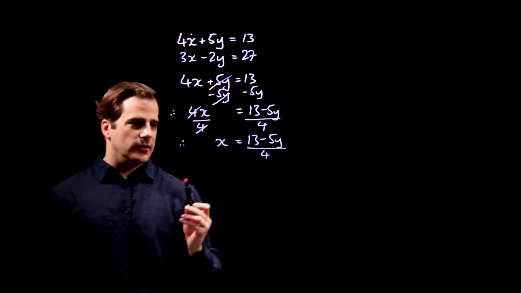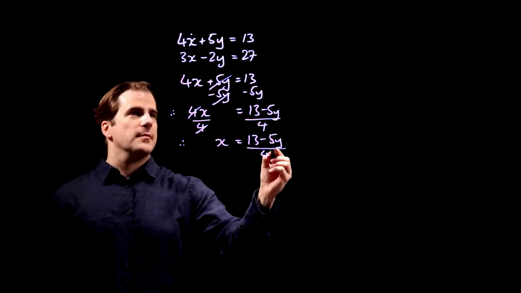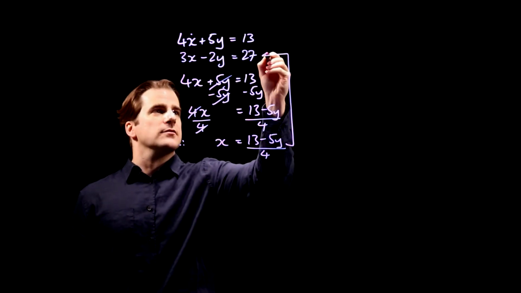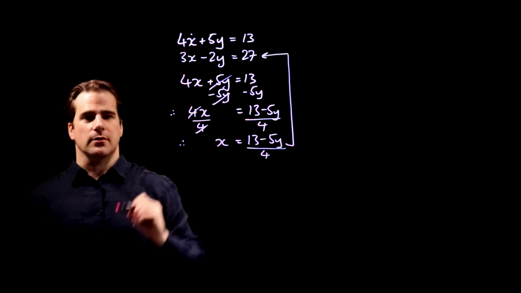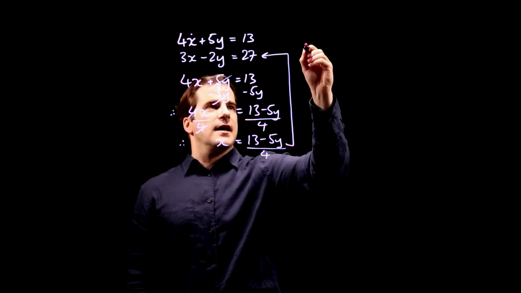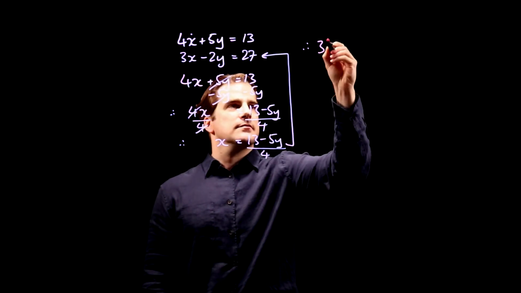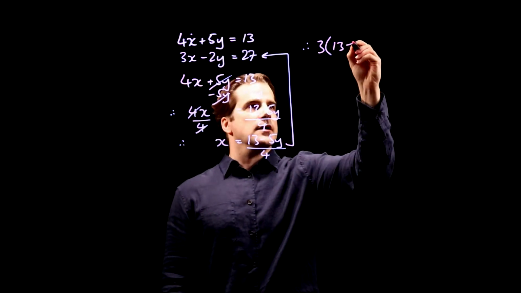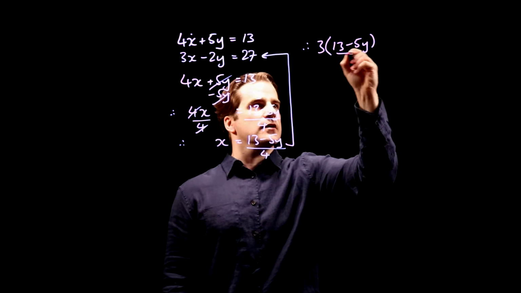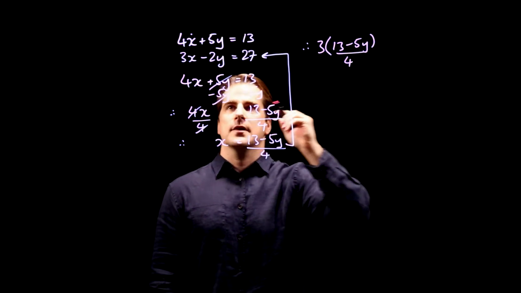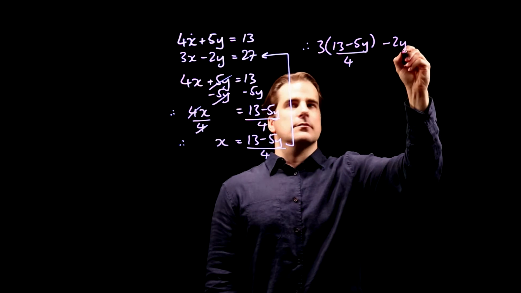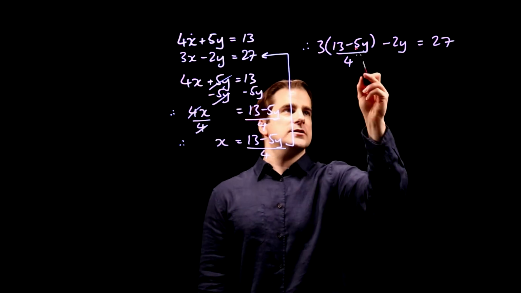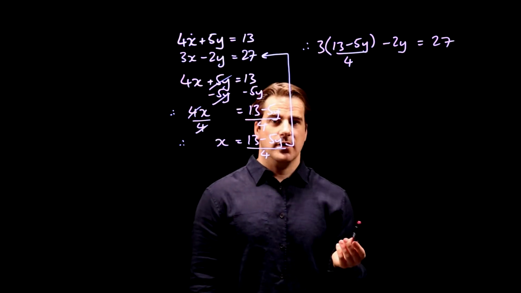Right. Now what you do is take that value of x and sub it back in to the other equation. So we're going to sub it back in to this equation because we chose that one originally. And we get 3x, use brackets when subbing in, x is this, (13 minus 5y) over 4, minus 2y equals 27. Good. We've got one equation, one unknown, that's y, so we're going to find y.